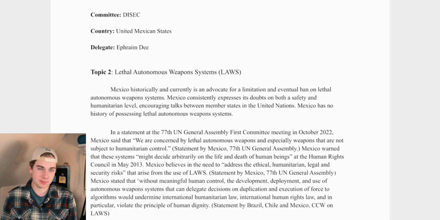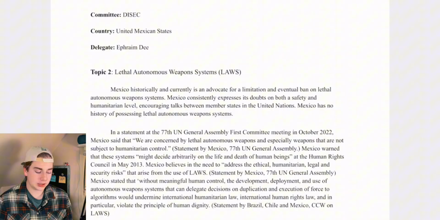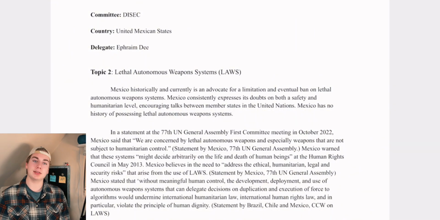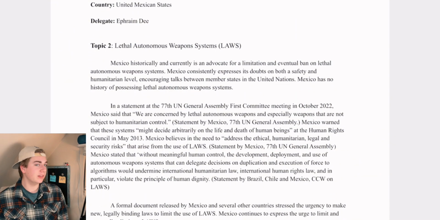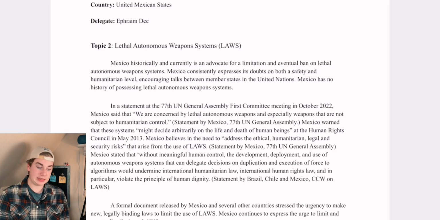All right, guys, here we are with our worst position paper that I may have ever written. It was my Dissect Mexico from 2023 at Altman itself. Same exact committee, very, very similar topic. You can see a big difference.